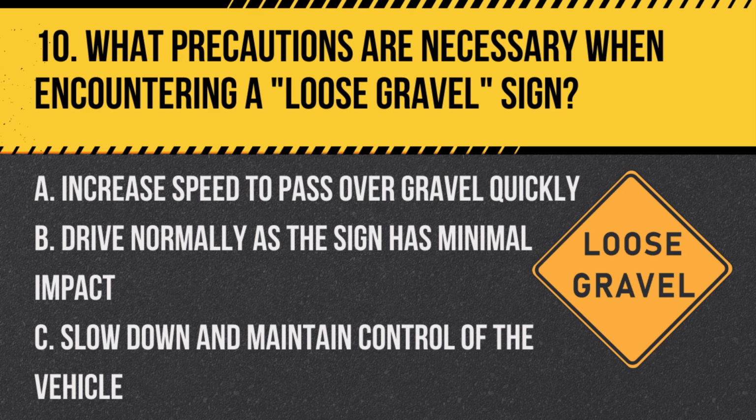Question 10. What precautions are necessary when encountering a loose gravel sign? A. Increase speed to pass over gravel quickly. B. Drive normally as the sign has minimal impact. C. Slow down and maintain control of the vehicle. Answer. C. Slow down and maintain control of the vehicle. Loose gravel can reduce traction, so slowing down helps to prevent skidding.